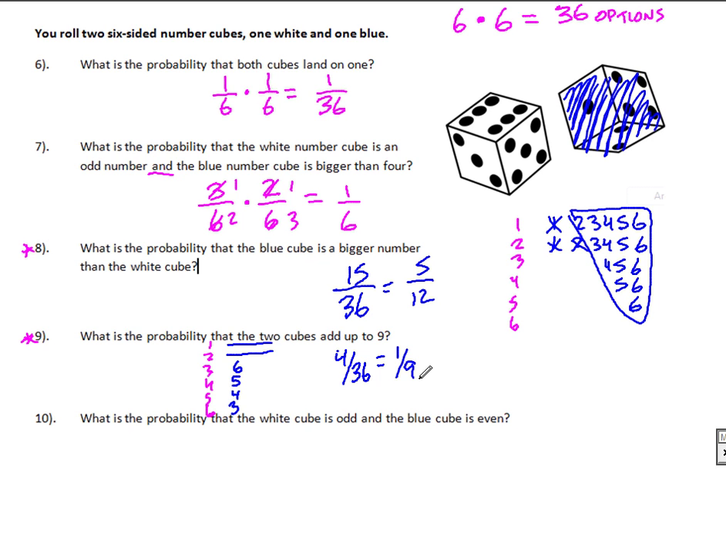And number 10, the probability that the white cube is odd and the blue cube is even. So again, when I say the word and, I multiply. The white cube being odd, we said earlier, was 3 out of 6. And the blue cube being even, there's also 3 options there, 3 out of 6. Each of those will reduce to be 1/2. So 1/2 times 1/2, multiply straight across, and get 1 out of 4.